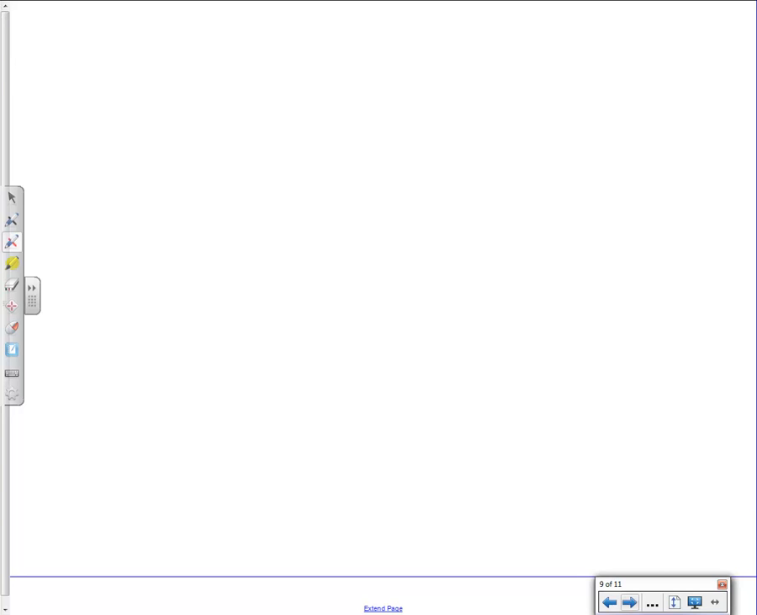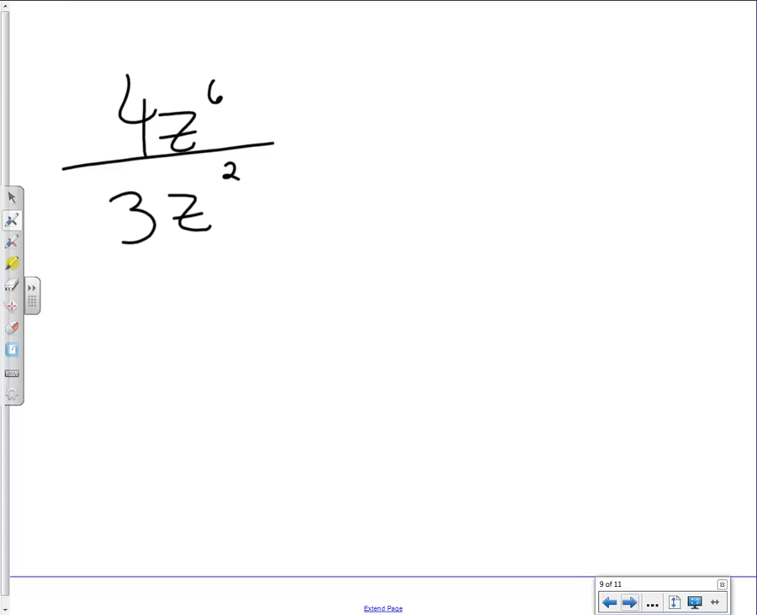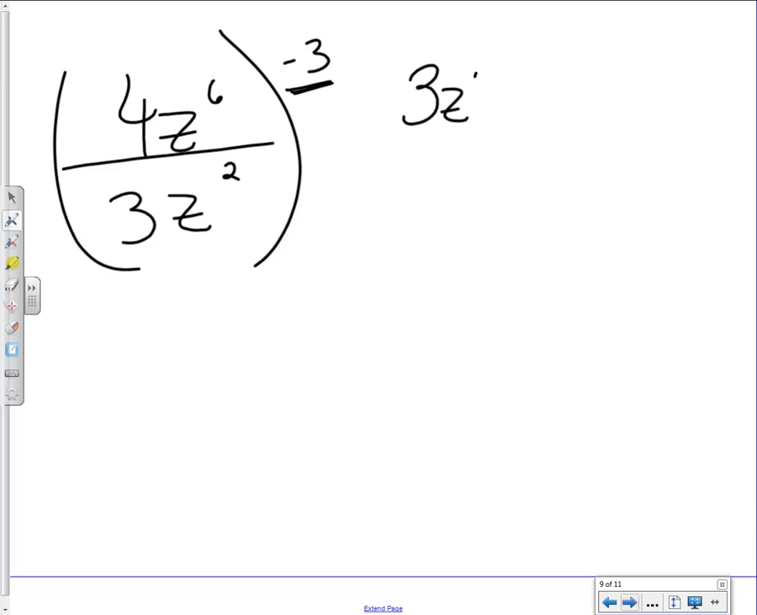Okay, we're going to skip down to a little bit more difficult ones. First one that we're going to do is 4z to the 6th over 3z squared, and this whole piece is raised to the negative 3rd power. Remember how I told you that if everything inside the parentheses is raised to a negative 3rd power, you can flip everything and give this guy on the outside a positive exponent power. And so this is what we now have.